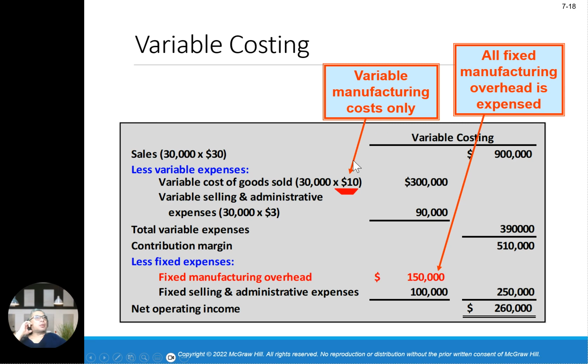Variable manufacturing cost will be $10 here. Less variable cost in variable costing, 30,000 units, 300,000 here. You got sales of 390,000, variable expense 390,000... The contribution margin is 90,000. But remember, in variable costing, fixed manufacturing overhead will be expensed out, 150,000. Fixed expense 100,000, so 250,000 here total. Income will be 260,000. This is the difference here, okay? For manufacturing overhead, you get variable manufacturing cost only.